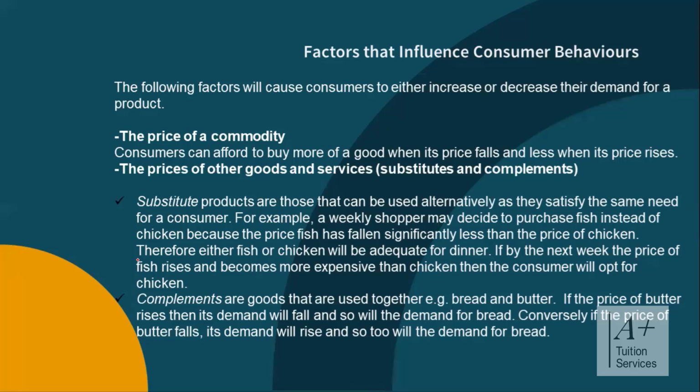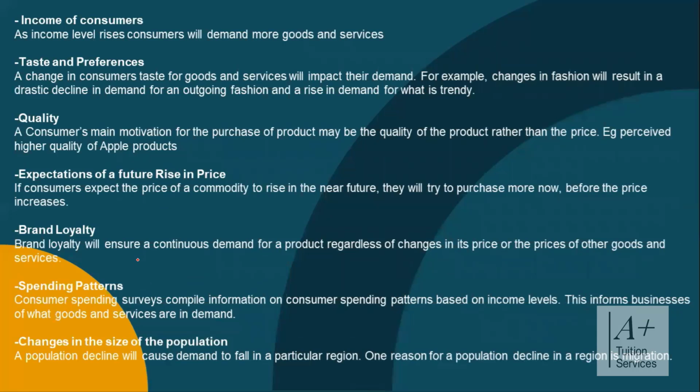So we have substitute products and complement products, and always the price of goods determine the consumer behavior. The income of consumer is also another factor that influences their behavior. People who make more money tend to spend more, and people who make just above minimum may tend to reserve and settle for the substitute goods and try to use what they have and make do with what they have.